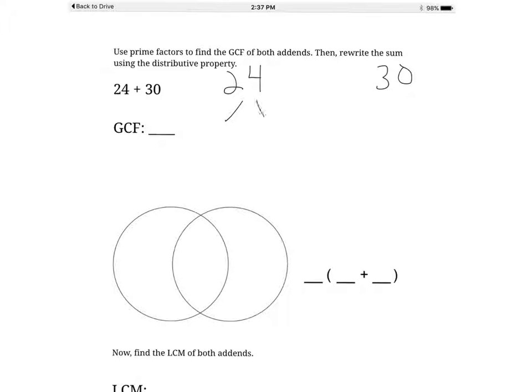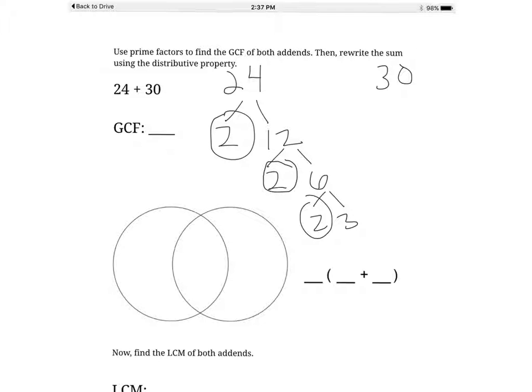I know that 2 times 12 is 24, and I circle the 2 because it's prime. I now know that 2 times 6 is 12, and I circle the 2 because it's prime. I need to break down the 6 once more to 2 times 3, and I circle both of those because they're prime. This is telling me that the prime factorization of 24 is 2 times 2 is 4, 4 times 2 is 8, 8 times 3 is 24.